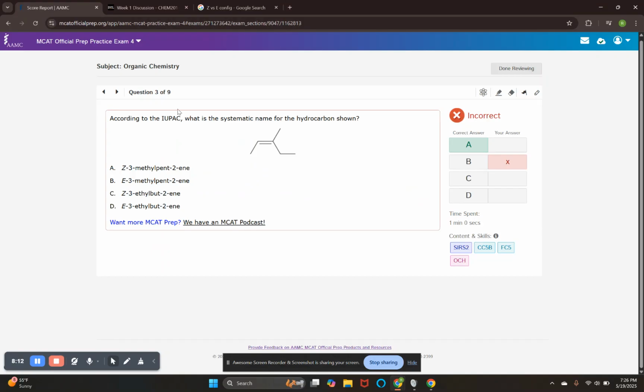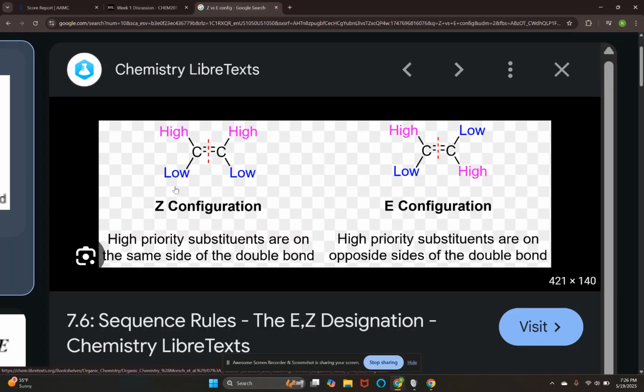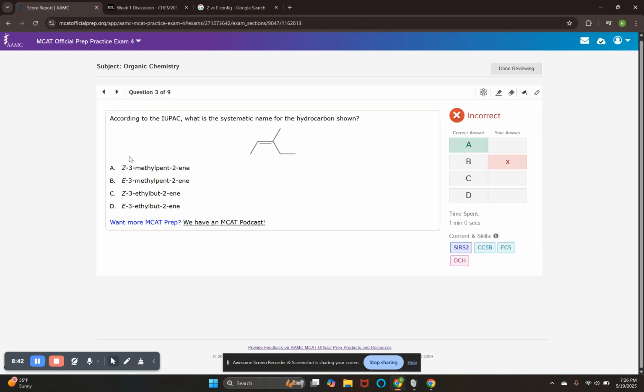So if we go back to our problem here and we split this down the middle, you can see that we have a methyl on this side, this carbon attached to 3 different hydrogens here. And on this side, we would have an ethyl. We would have a CH2 here and a CH3 here. So on both of our bottom sides, we have our highest priority groups. And if we go back to our image, when we have our highest priority groups on both sides, this is a Z configuration. So I should have done Z-3-methylpentene, but I made a mistake and did E. So that is my other lesson for today.